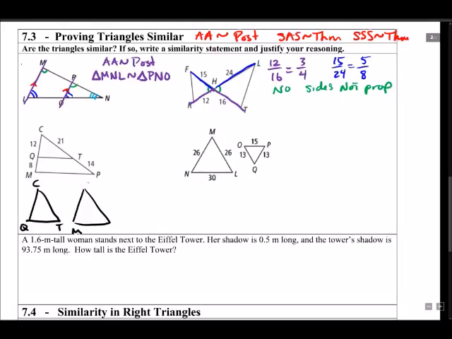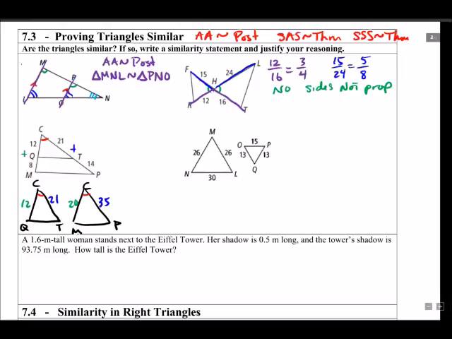QCT and MCP. All right, so we've got a reflexive angle there. That's always a good start, right? They've got a common angle. And how long is CQ? That's 12. And how long is CT? 21. And how long is CM? 12 plus 8, that's 20. And how long is CP? 21 plus 14, 35. So we've got an angle, now we need sides.